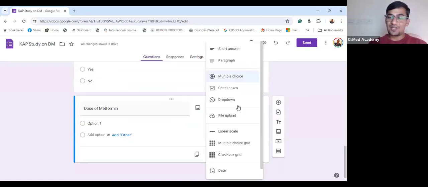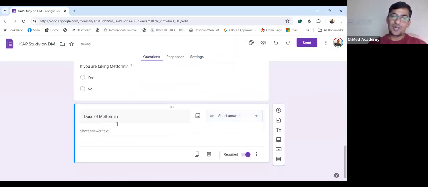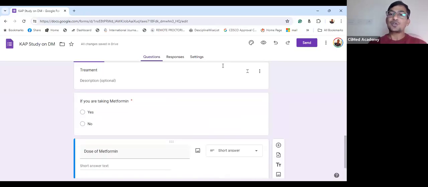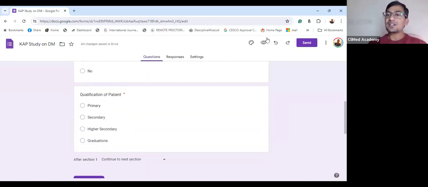Change the question type. There are multiple types of questions: short answer, big answer, multiple choice, checkbox, drop down, linear scale. Like short answer, I want to write dose of the metformin: 500 mg, 1000 mg, 1500 mg. Similarly, you can prepare the Google form, and that Google form will come into the Excel sheet directly, Abu Bakar. Okay.